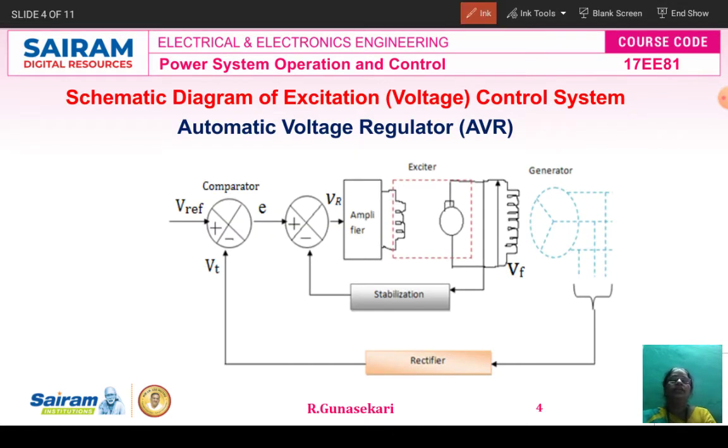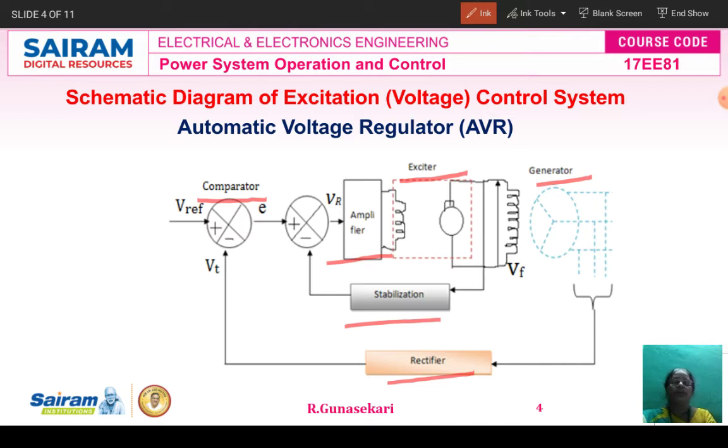Now you see the schematic circuit diagram of the automatic voltage regulator. How will the question come under this topic? Explain the operation of the automatic voltage regulator, or explain the excitation voltage control system. Both questions have the same answer. Now you see, the automatic voltage regulator consists of rectifier, comparator, stabilizer circuit, amplifier, exciter, and generator.